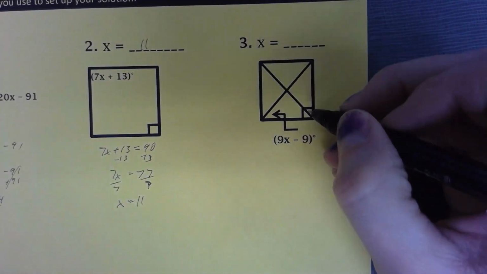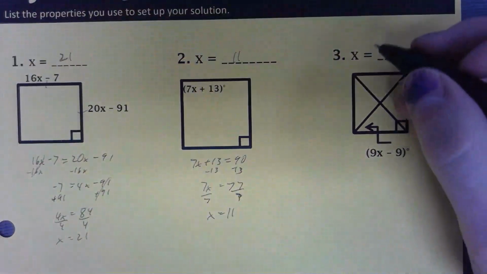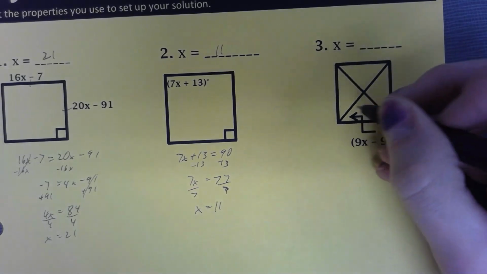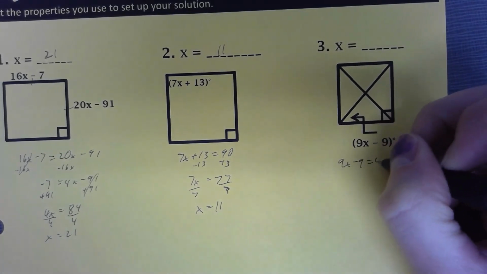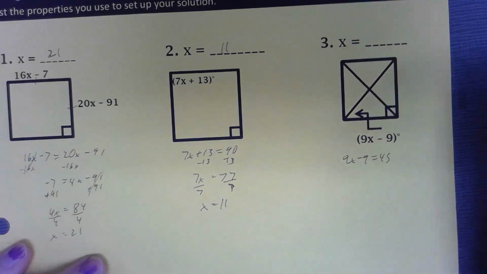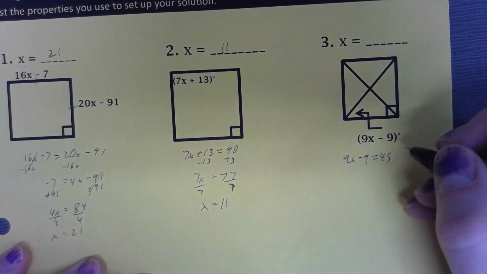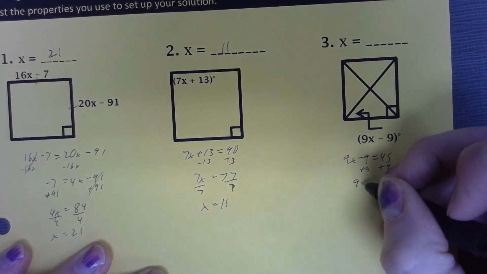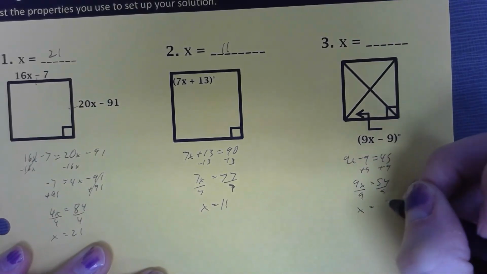Here we have some diagonals drawn in here. We know all the angles other than the corners are right angles, and these are half of those right angles. These are all 45. So 9x minus 9 equals 45, even without any other information. If we know this is a square, then we know that that angle is a 45-degree angle. So we can add 9 to get 54, and then divide by 9 to get x is 6.